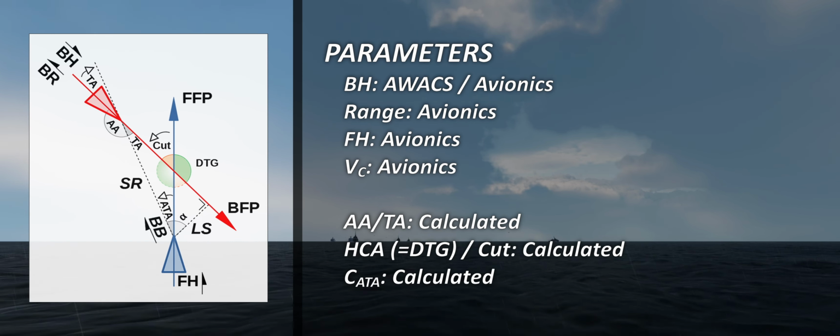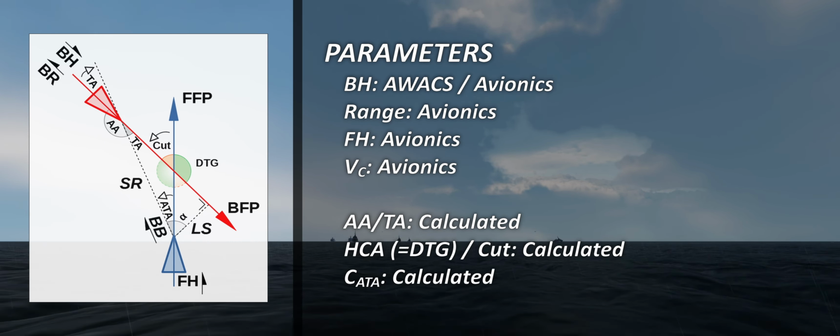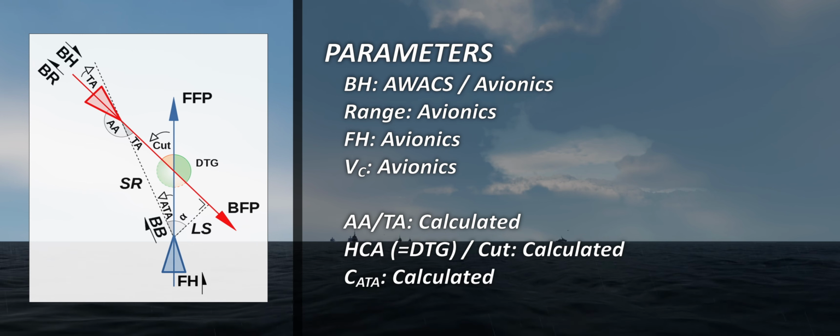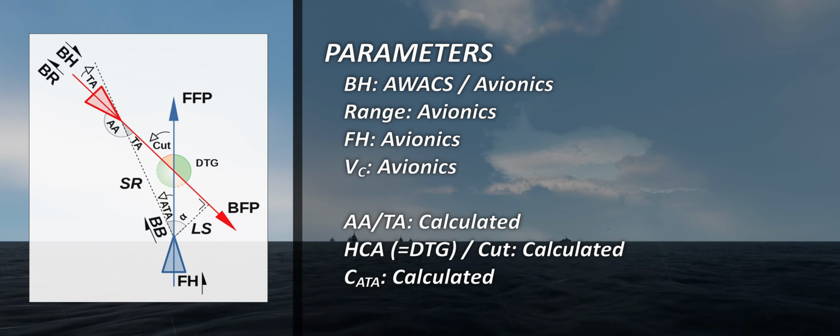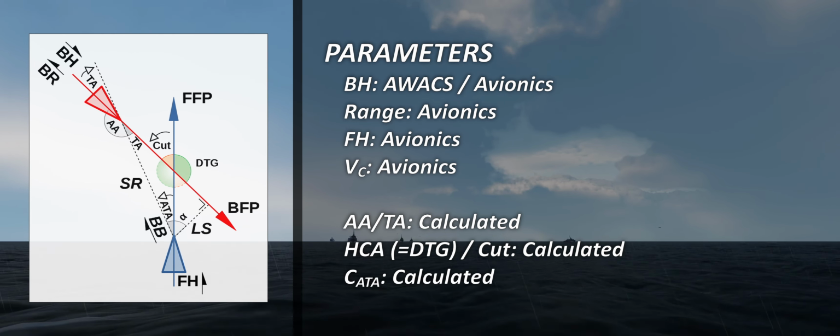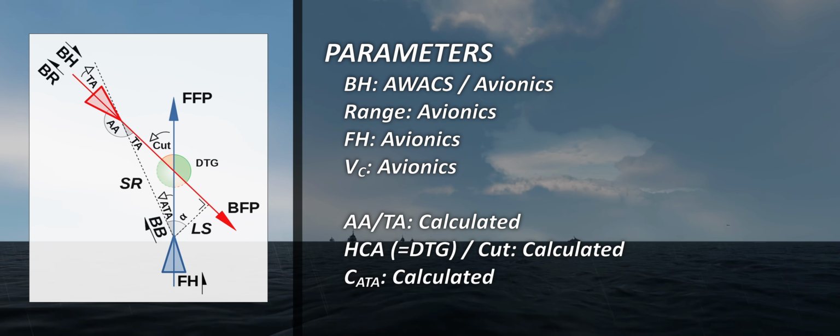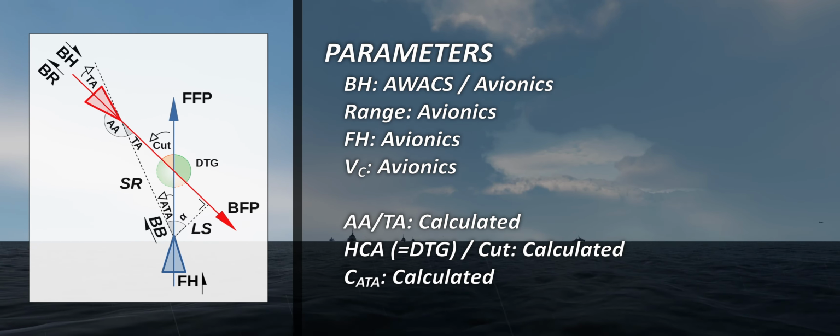Keep in mind that if the bandit heading is provided by the avionics, it will be true, not magnetic. Similarly to the Tomcat, in fact, the WCS does not know the value of the magnetic variation at the target's location. However, as long as the mag var is not massive, it is usually not a big deal.